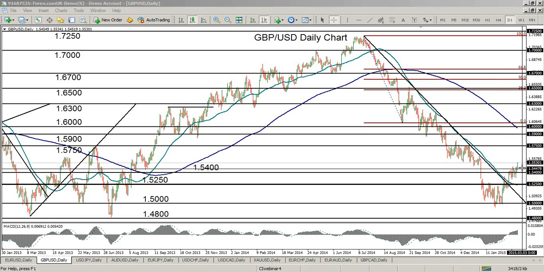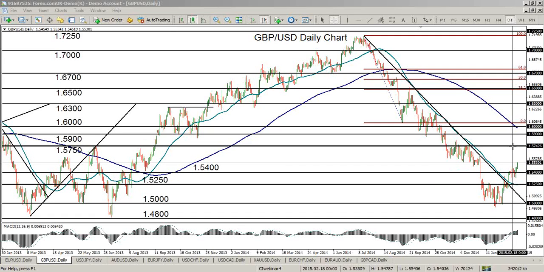So I'm looking for a continuation to the downside. The next major resistance to the upside is 157.50. But generally speaking, on a longer-term basis, I'm looking to the downside.